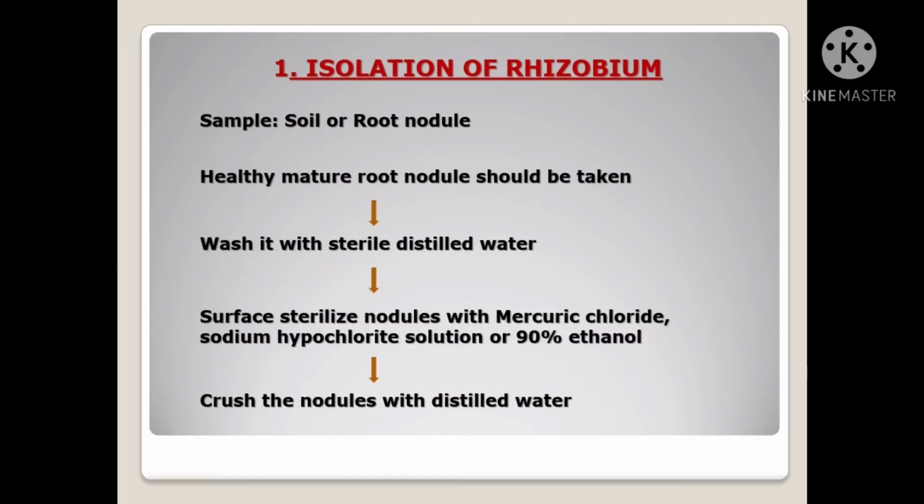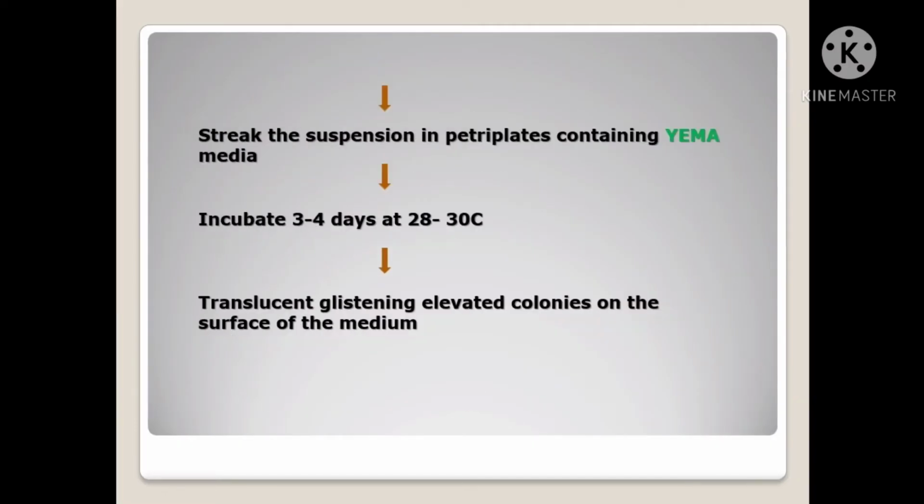Thereafter, surface sterilize the nodules with either mercuric chloride or sodium hypochlorite solution, or we can also use 90% ethanol. Then crush the surface sterilized nodules with distilled water in order to get a suspension. Streak this suspension in petri plates containing YMA media or yeast extract mannitol agar media. Further, incubate this for 3 to 4 days at 28 to 30 degrees Celsius. Thereafter, observe for translucent, glistening, elevated rhizobial colonies on the surface of the medium.